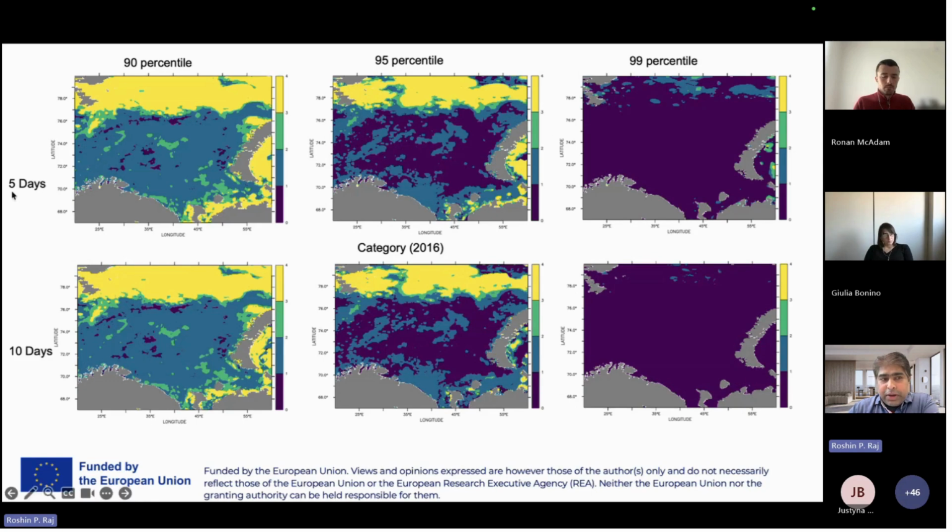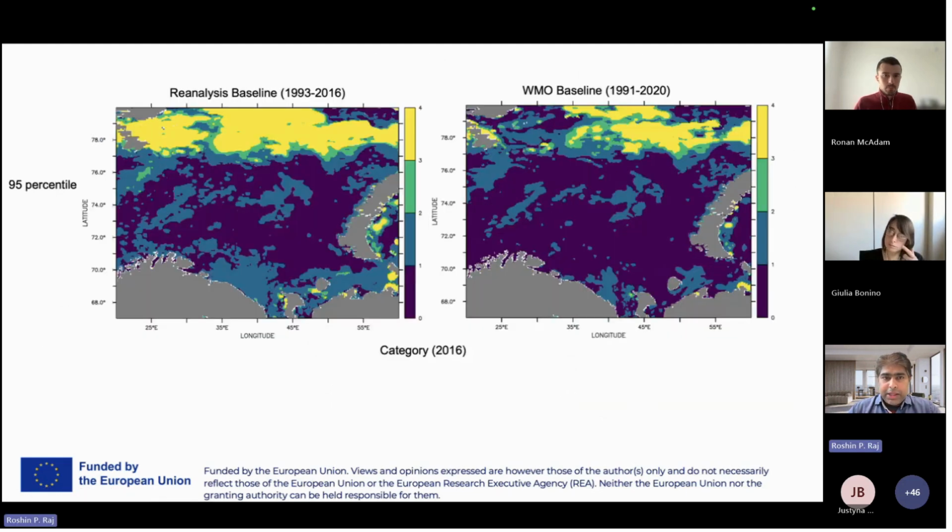So now we can check whether the 10-day persistence changes anything. I don't see a clear difference between the 90th percentile, the 5 days and the 10 days, or the other pictures as well. So basically it's the percentile which is creating the largest difference here.